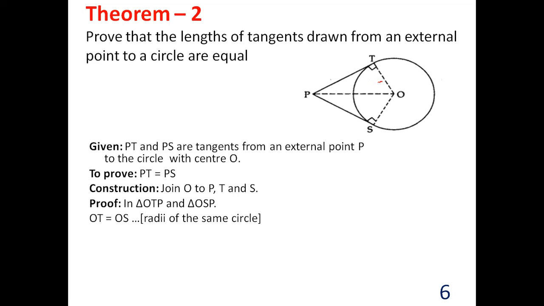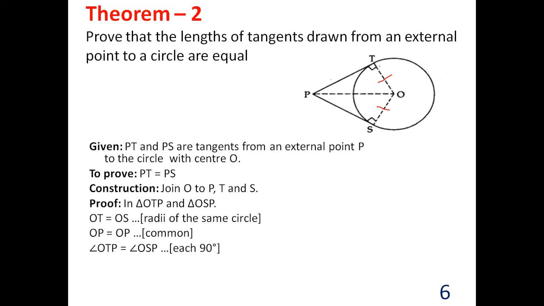Let us understand. OT equal to OS because these two are radii of the circle, right? Then OP is a common side, that is also equal for both. So two sides are common. One more. Let us see. Angle OTP in triangle OTP is equal to angle OSP in triangle OSP. So these two are right angles.